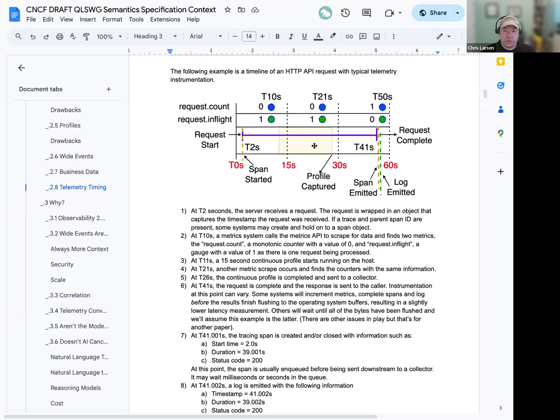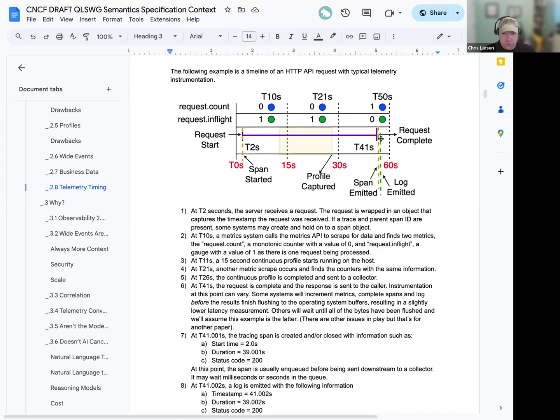Then with continuous profiling, you may have a profile that starts automatically, and it's going to capture, I think, what did I say, 15 seconds of data here. Again, you have another metric scrape or publish that's showing, again, the request is in flight. And then eventually the request completes, and only at that point do we emit the log in the span. And then that data is available to consume and query.